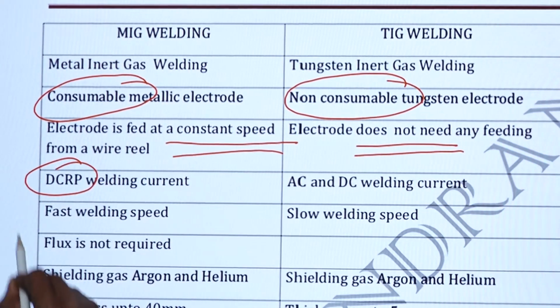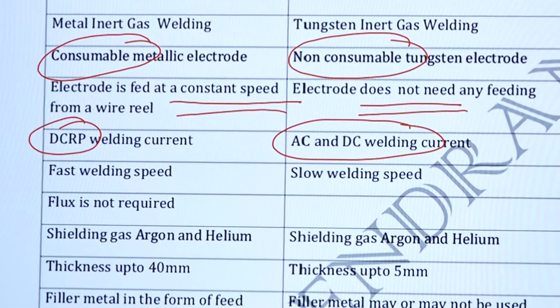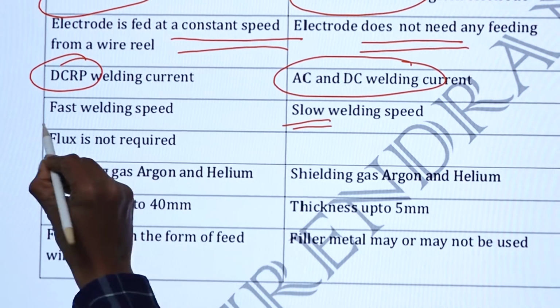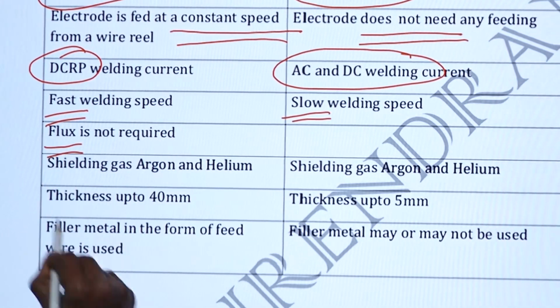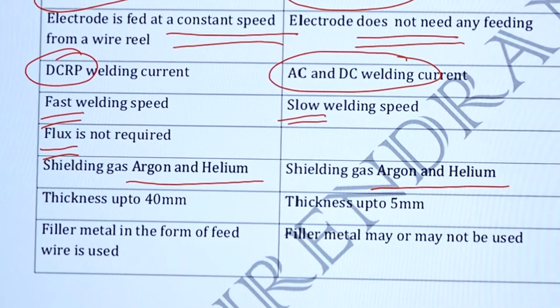In MIG welding, DC reverse polarity is famous. In TIG welding, AC and DC current are used. In MIG welding, we get a fast welding speed. In TIG welding, slow welding speed. Here, flux is not required. Shielding gas, argon and helium, is commonly used for both cases.